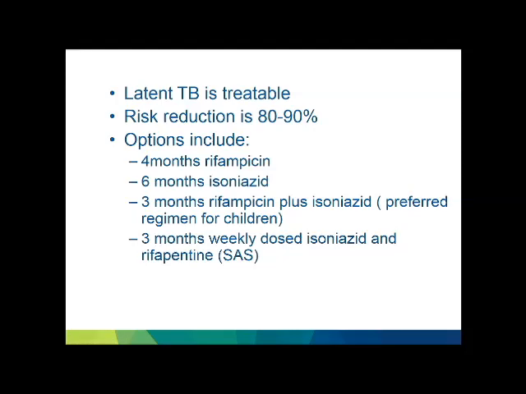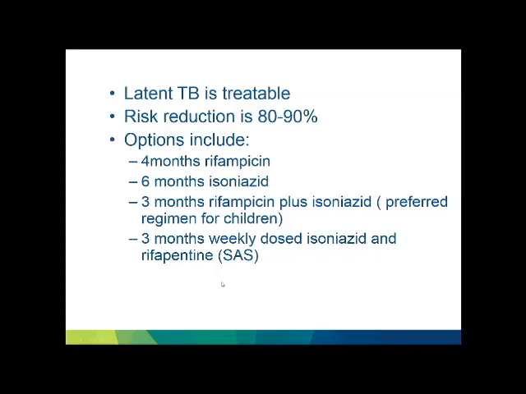There are a number of options: 4 months of rifampicin, 6 months of isoniazid. Particularly in children, we favour 3 months of rifampicin and isoniazid together, and this is all daily. But there is a weekly regimen which is dosing isoniazid and rifapentine, which is another rifamycin, on a weekly basis for 3 months. Unfortunately, rifapentine is not available in Australia, so that's a bit of a rate-limiting step.